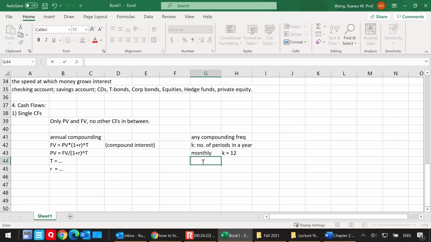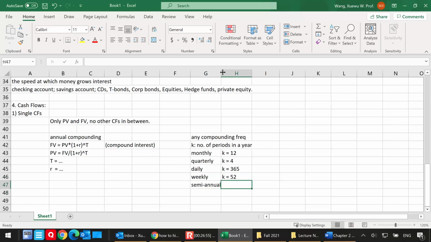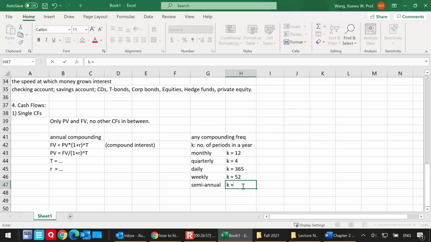If you're talking about quarterly compounding, you have 4 quarters in a year, so your money grows interest 4 times in a year. If you have daily compounding, k is equal to 365. We ignore 366, the leap year. If weekly, k is equal to 52, because you have 52 weeks in a year. If it's semi-annual, as bonds may pay semi-annual coupons, then k is equal to 2.